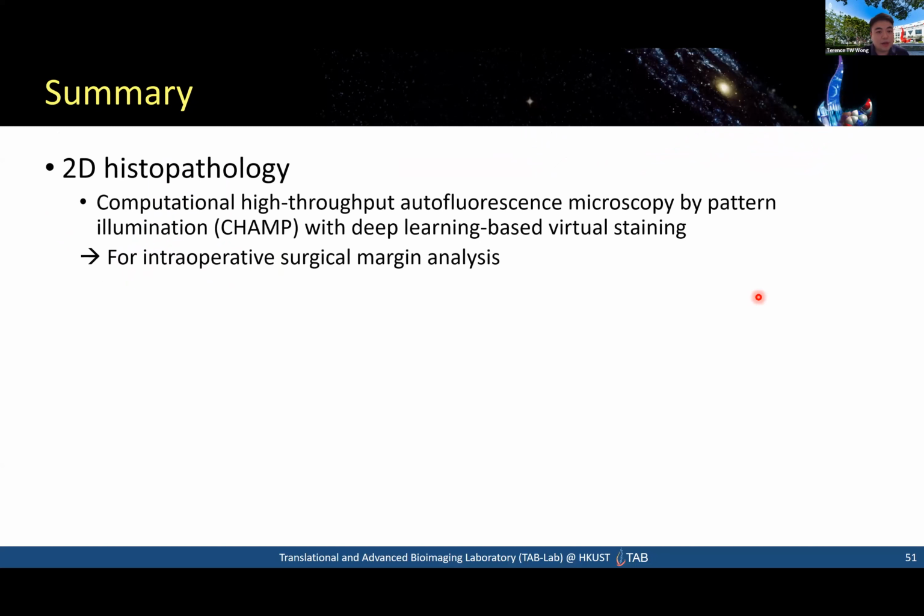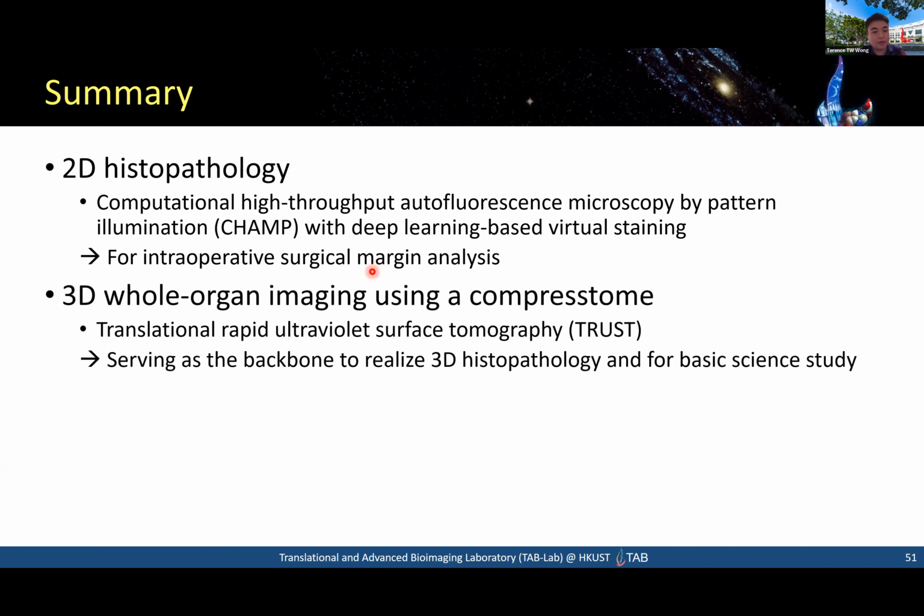So in summary, I've shown you a 2D histopathology method. For the histopathology domain, the 2D imaging method is called CHAMP, computational high throughput autofluorescence microscopy by pattern illumination. And we also have this deep learning flavor for the virtual staining, such that to minimize the training that is needed for pathologists. So intraoperative surgical margin analysis is one of the key applications that we have been addressing. At the same time, after that, we also have introduced this 3D whole organ imaging with a Compresstome from Precisionary Instruments. So the system we propose is called TRUST.